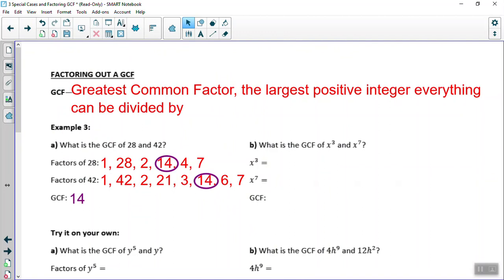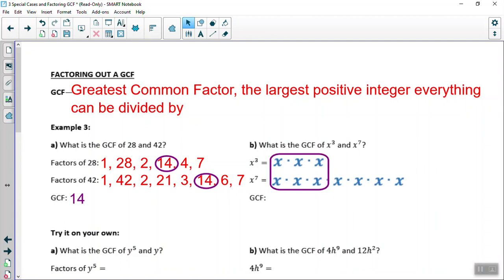All right, now when we're doing exponents, x to the third is the same thing as saying x times x times x. X to the seventh then is the same as saying x times x times x times x times x times x times x. All right, what we're really looking for then is what's the total number of x's that they have in common, or how many x's do they have in common?